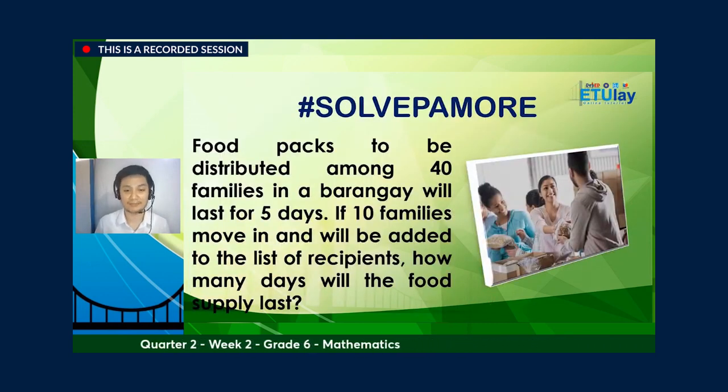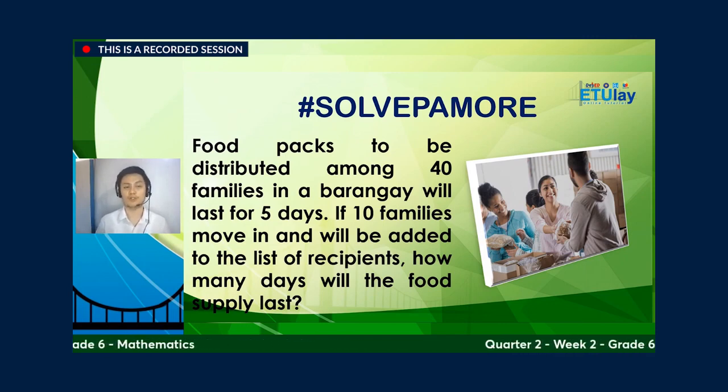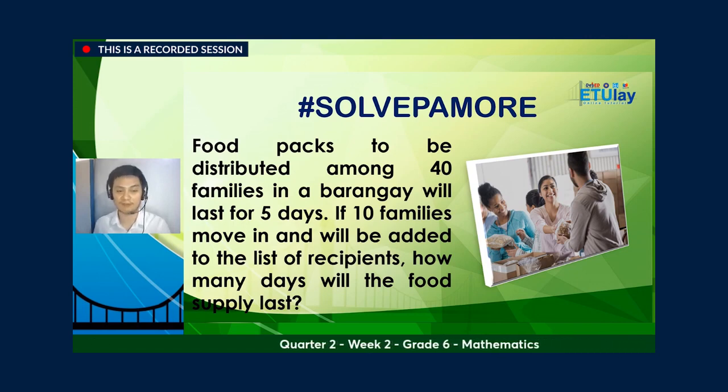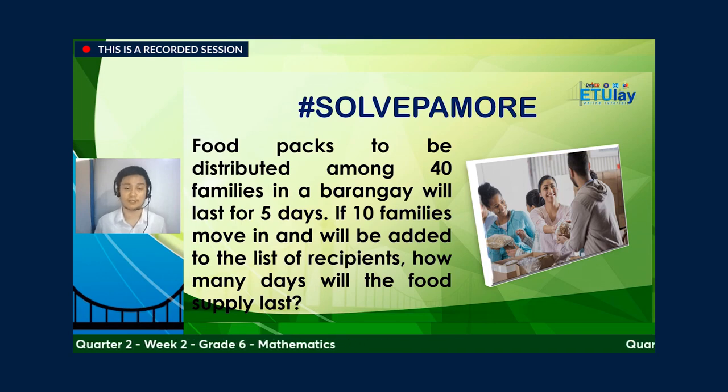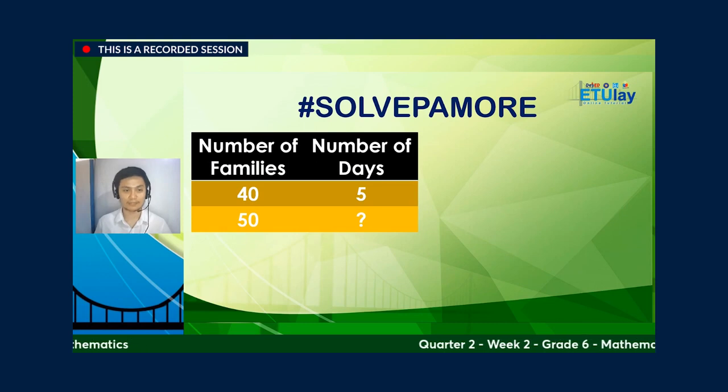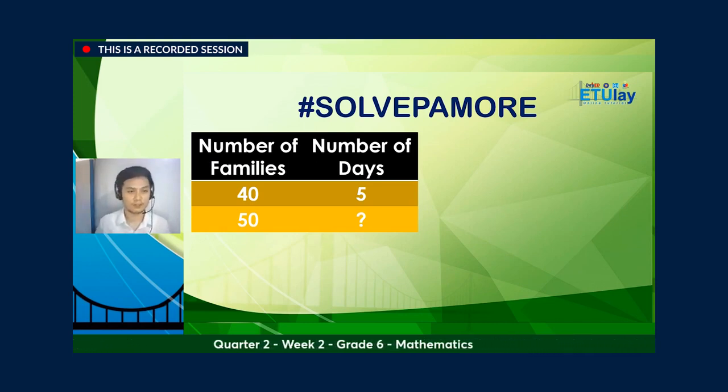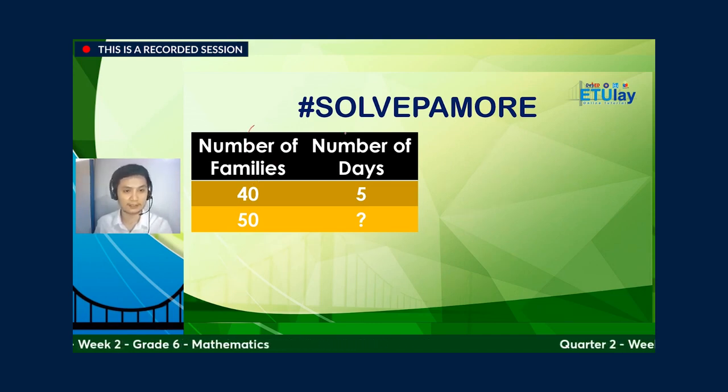Next one, solve for more tayo ulit. So another problem involving inverse proportion. So food packs to be distributed among 40 families in a barangay will last for 5 days. If 10 families move in and will be added to the list of recipients, how many days will the food supply last? So ito ang table natin that will illustrate the situation. So we have two quantities, number of families and number of days.